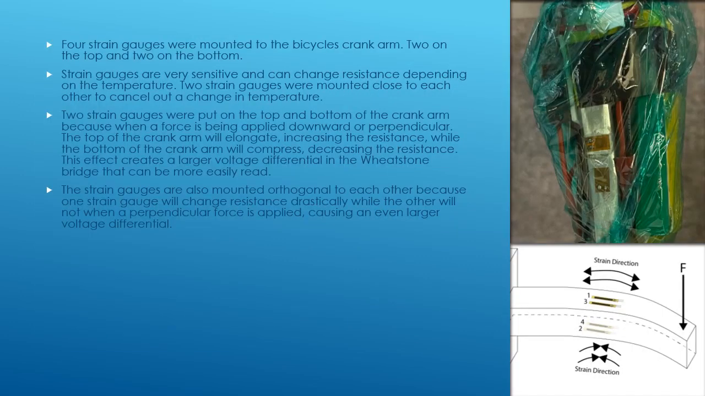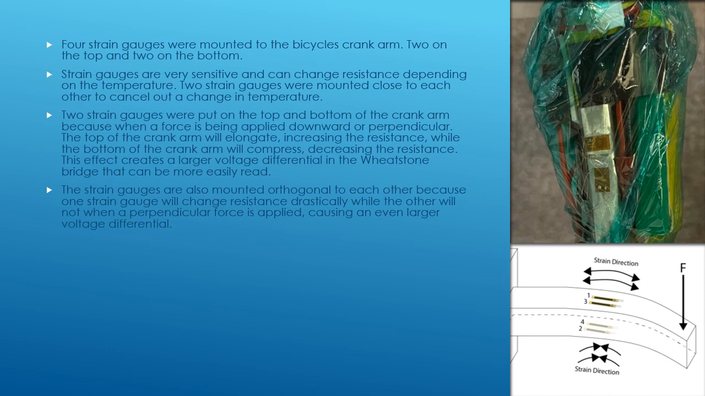4 strain gauges were mounted to the bicycle's crank arm, 2 on the top and 2 on the bottom. Strain gauges are very sensitive and can change resistance depending on the temperature. 2 strain gauges were mounted close to each other to cancel out a change in temperature. 2 strain gauges were put on the top and bottom of the crank arm because when a force is applied downward or perpendicular, the top of the crank arm will elongate, increasing the resistance, while the bottom of the crank arm will compress, decreasing the resistance. This creates a larger voltage differential in the Wheatstone bridge that can be more easily read.